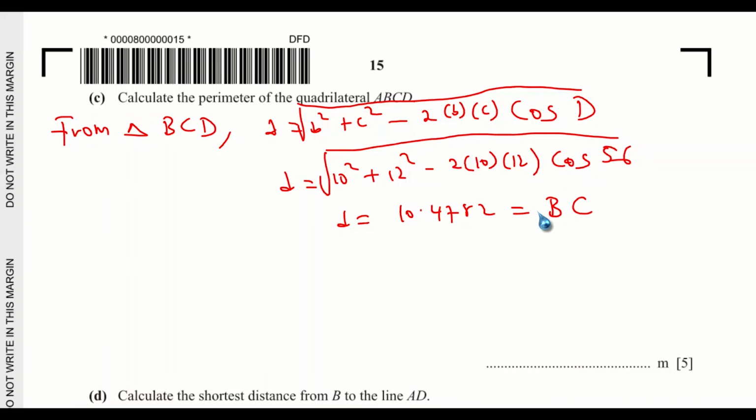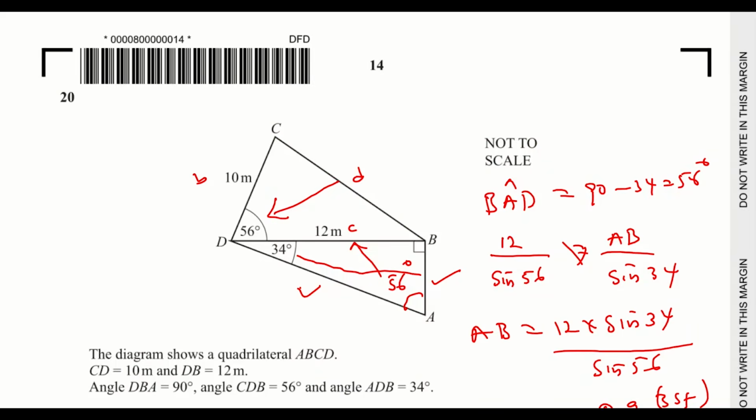So we need to calculate the second side from triangle ABD. From triangle ABD, we need to find line AD, and this one is a right angle triangle. We can make use of SOHCAHTOA, and in this case it is cos. So we can say cos 34 will be adjacent over hypotenuse. So adjacent is 12, hypotenuse is this AD. So let's go and do that straight away.